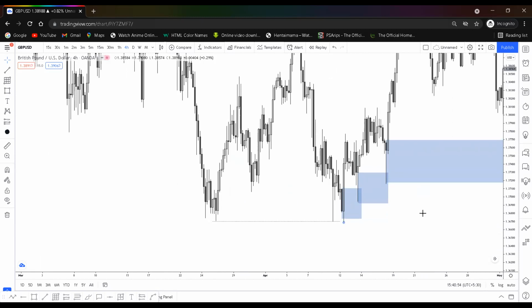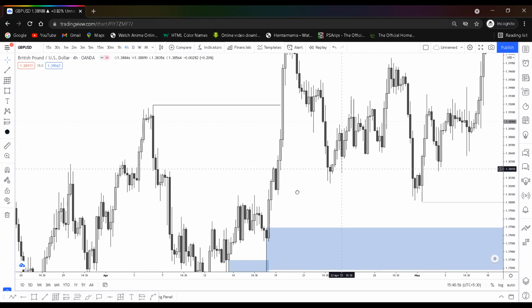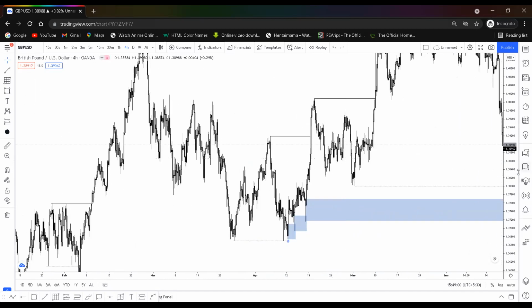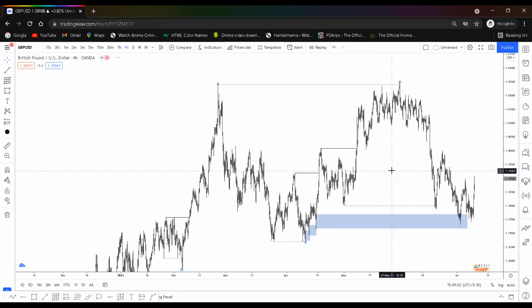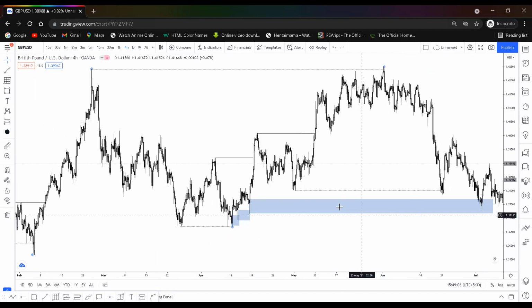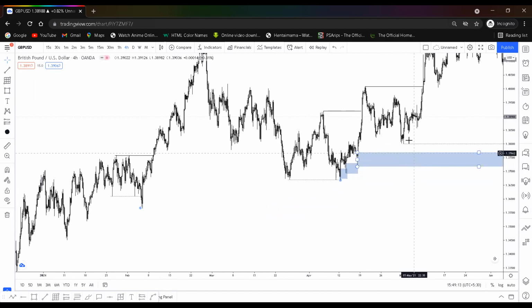Okay, and the next thing is, I'll teach you everything. Now I told you where the inducement is. Once a range has been created, within the range there will be a trap that will trap smart money traders, like all types of traders. So now we've identified the trap.